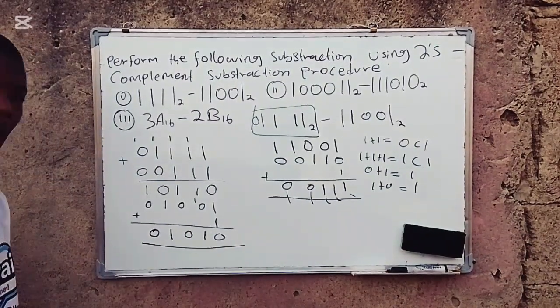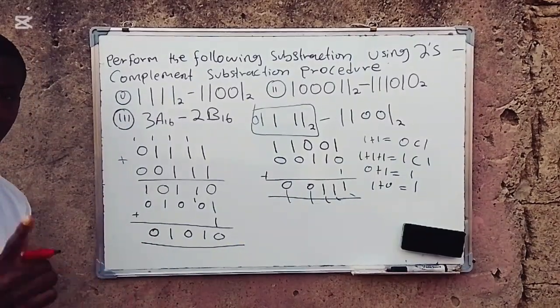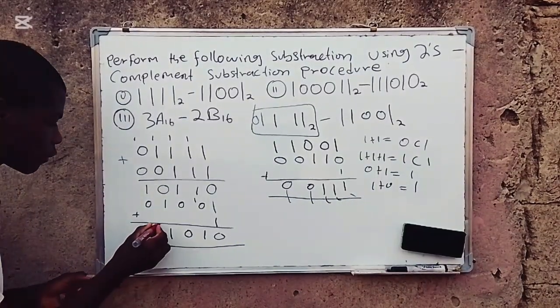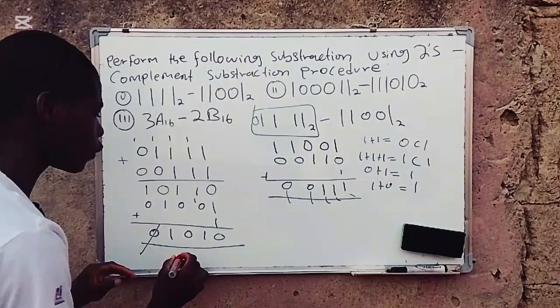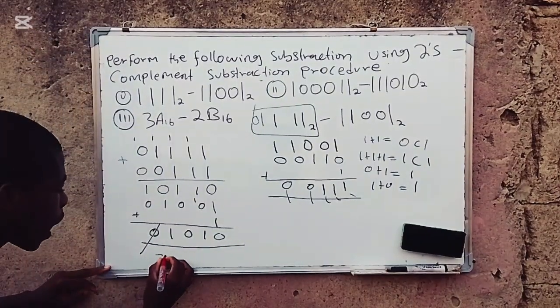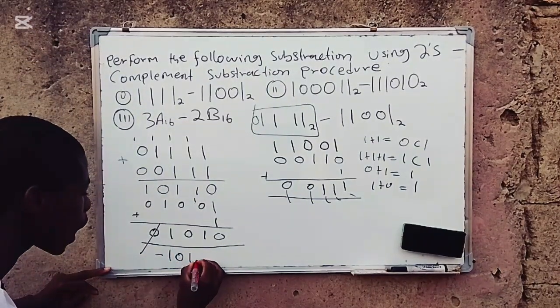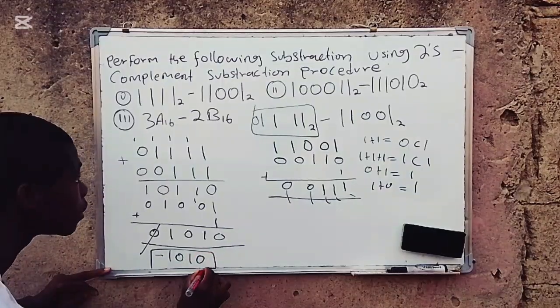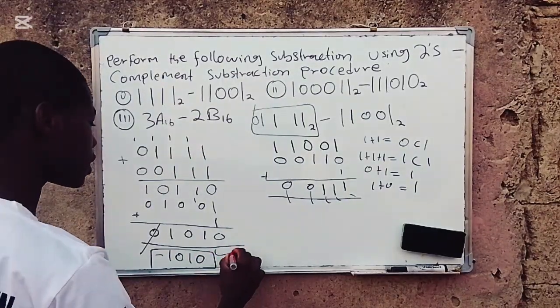As I see this 0, it means that the number is negative. So I will get rid of this 0, and I will have a negative sign. So it will become minus 1, 0, 1, 0 as my result. This is the answer.